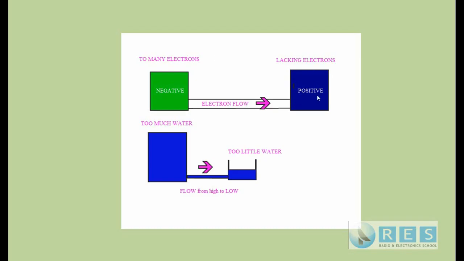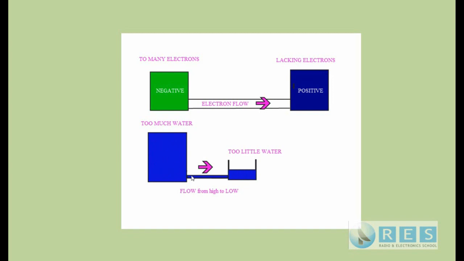Now, if you're having a little bit of trouble visualizing that, visualize this instead. Imagine you had a tank of water, a very large tank of water, and a small tank, and you connected them together with a pipe. Then water would flow from the tank with the excess water, that's like being negative, through the pipe to the tank with the deficiency of water, that would be positive.